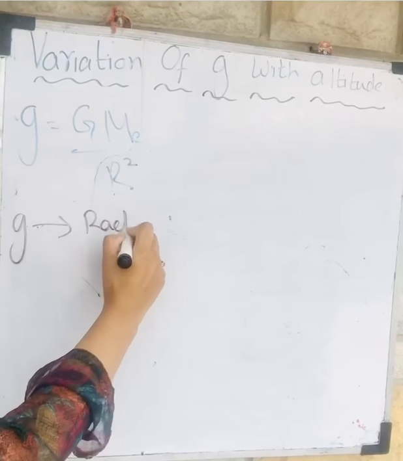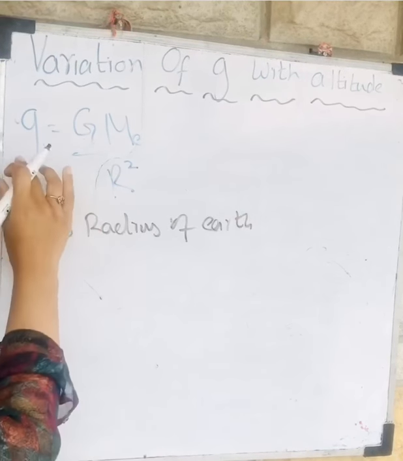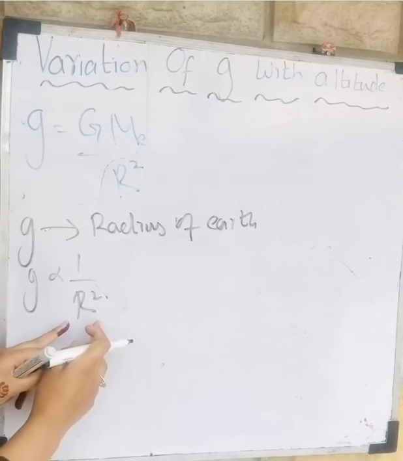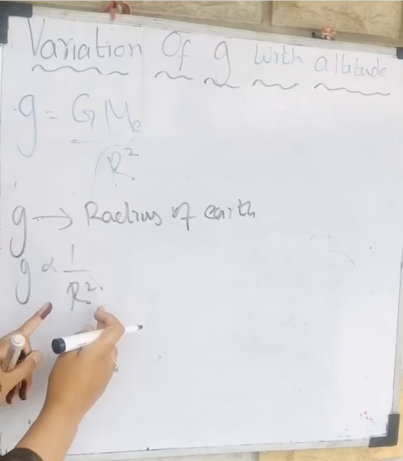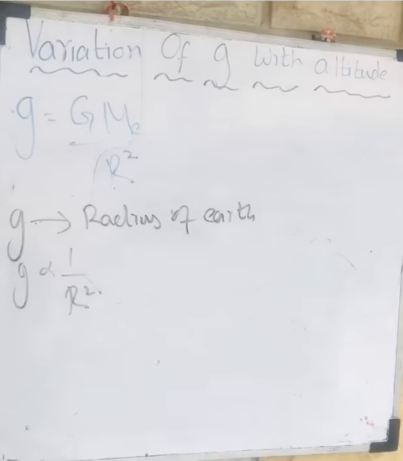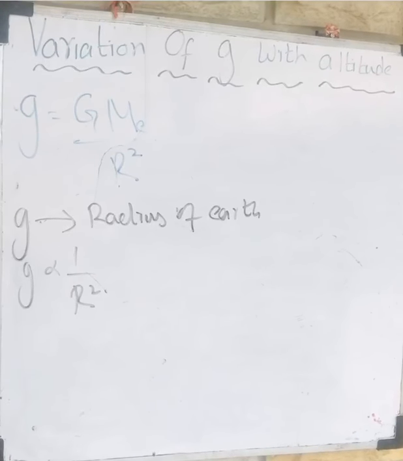R means the radius of the earth, but g is inversely proportional to R. I mean, if the radius of the earth increases, then the value of g decreases. Conversely, if R decreases, then the value of g increases. But the value of g is not fixed at any point. It varies from point to point.